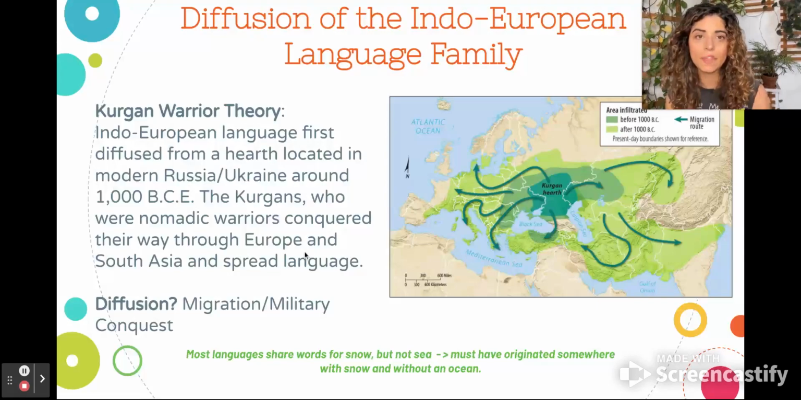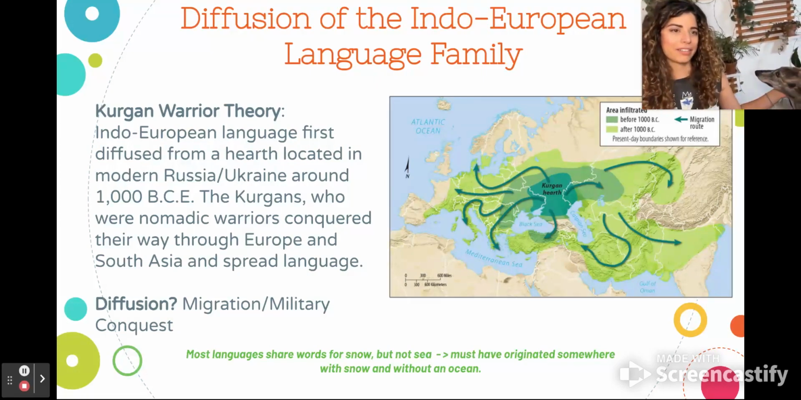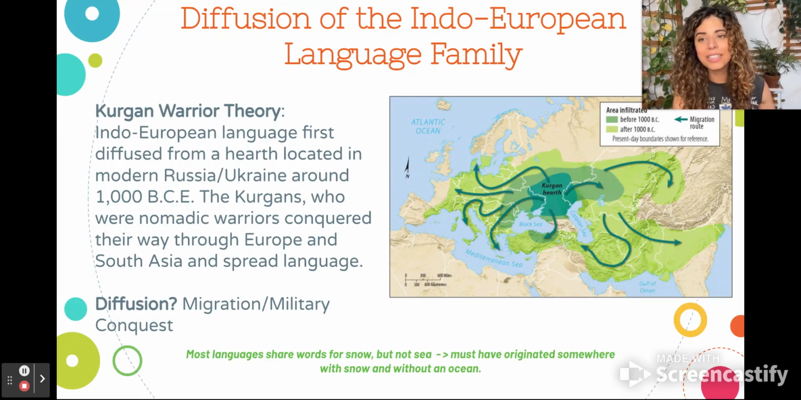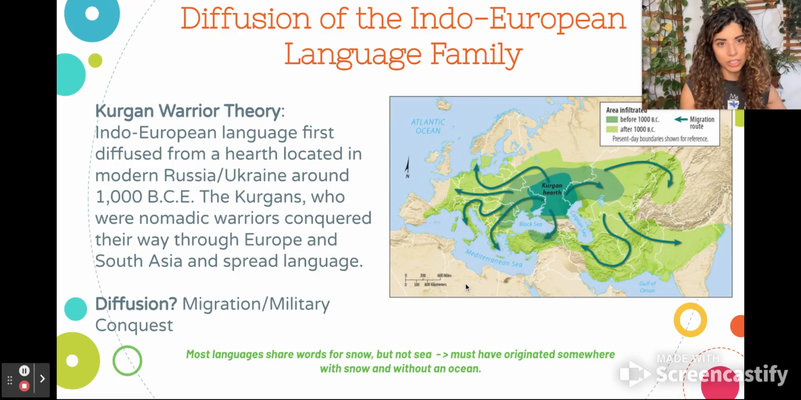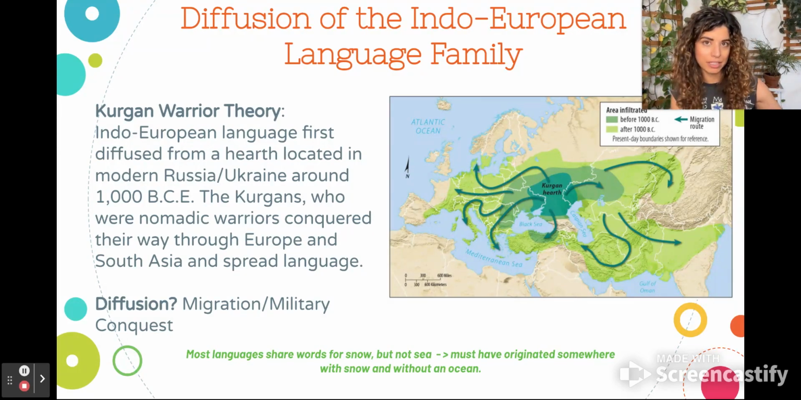For the Indo-European language family, that historical diffusion is attributed to something called the Kurgan warrior theory. And I think this is pretty interesting. The theory is that this language first diffused from a hearth in what would be more or less modern Russia or Ukraine, around 1000 BCE. This group of people were nomadic warriors, and they conquered their way through Europe and South Asia and spread the language. So that would be considered migration and military conquest.